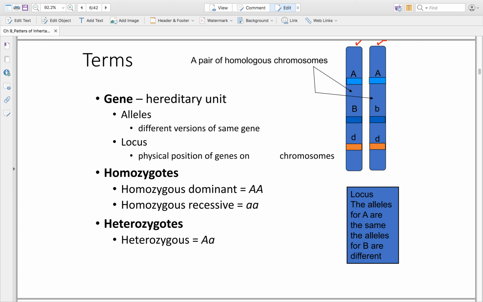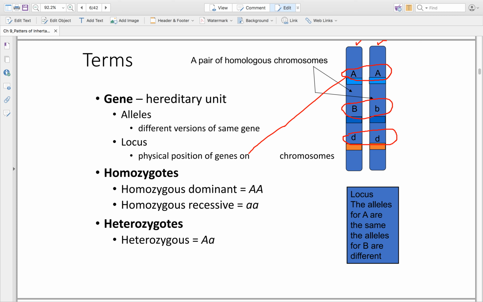A couple of definitions. Homologous chromosomes are a pair of chromosomes. All of our chromosomes come in pairs, so we have 23 pairs of chromosomes. Genes are the hereditary units and they're segments of DNA. On each gene, we have something called alleles, and that's these letters. These two letters here are alleles, these two letters are another set of alleles, and these are another set. The location where a gene is located is called the locus, or loci.